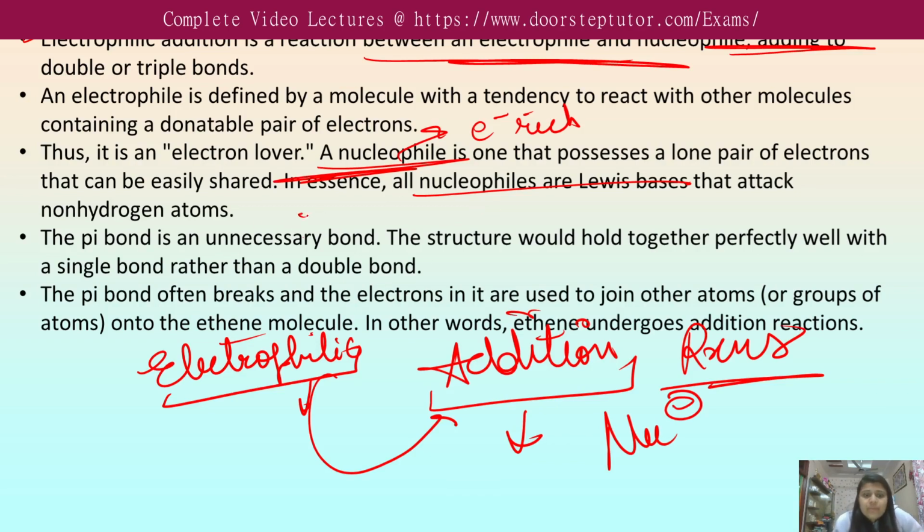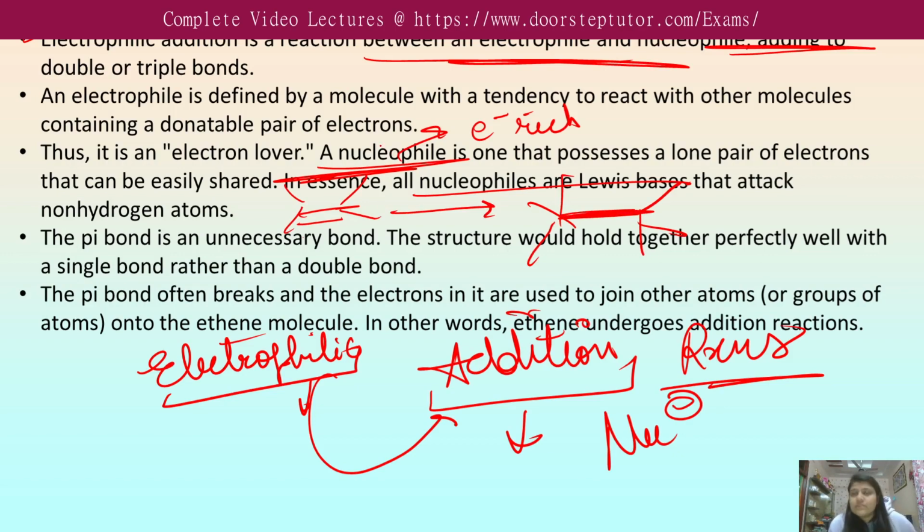So the pi bond might seem like an unnecessary bond in organic chemistry, because it forms an alkene, and a structure would hold together perfectly well with a single bond. So why is there a need for a double bond? A double bond occurs in a particular molecule when two atoms are removed from the scaffold. Why is there a need for forming two bonds and occupying the four positions?